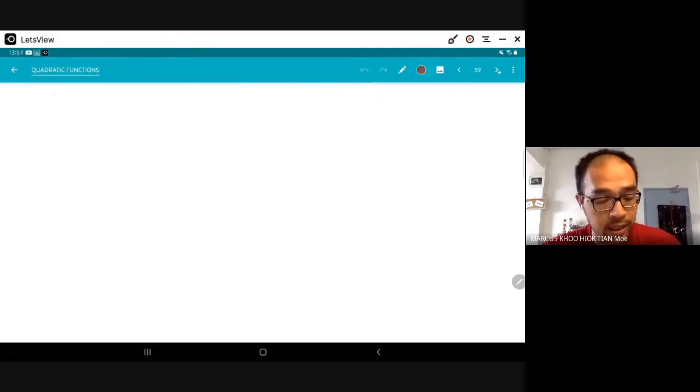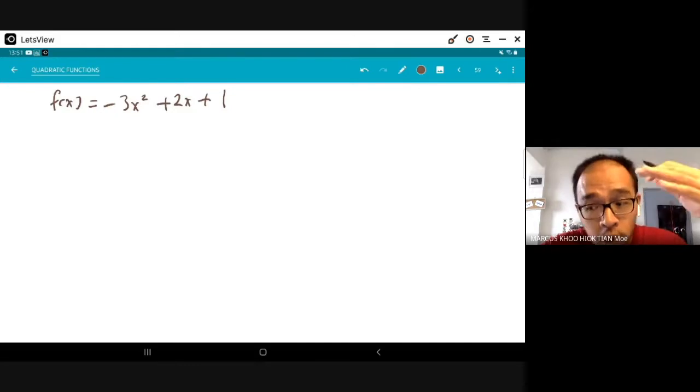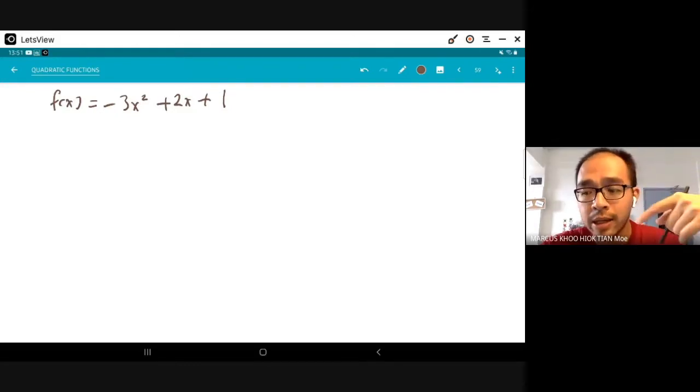So, in order to solve this, let's start with this one. I follow the example over there: f(x) equals minus 3x squared plus 2x plus 1. When I'm doing this example, I want you to take a look at your textbook and follow the steps correctly. If there's anything you don't understand, make sure you ask. Why is this step like this?